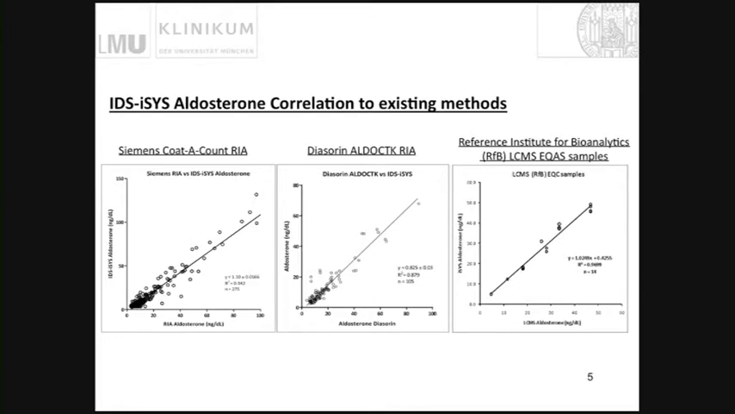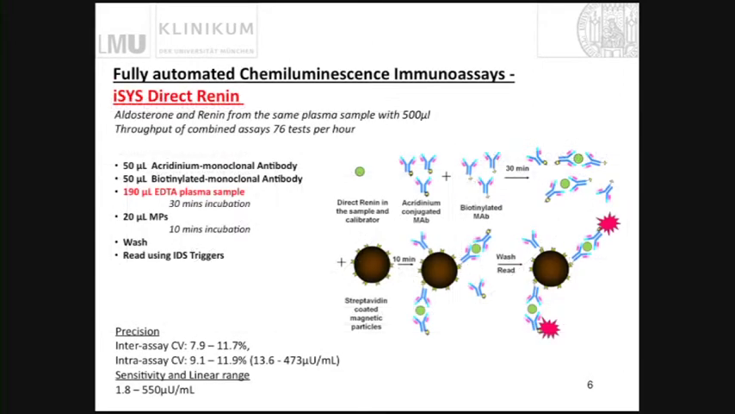And finally, we correlated the LC-MS method from the Reference Institute for Bioanalytics in Bonn to the IDS-iSYS, and we were quite pleased also with this good correlation, even down to the low end of 5 nanograms per deciliter. So moving on to the direct renin assay.